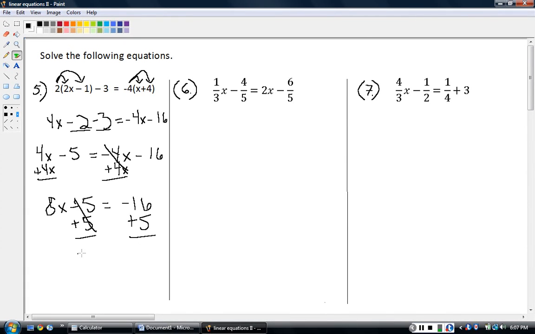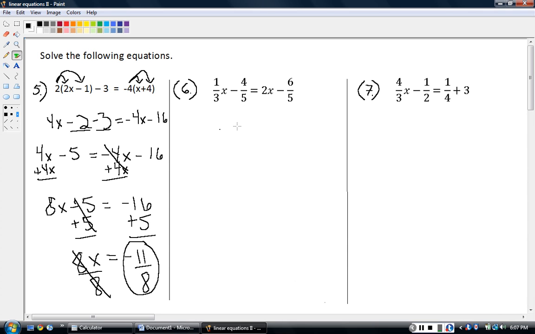All right, and that leaves me with 8x equal to, be careful, negative 16 plus 5 is negative 11. Use your calculator to be sure about that. And then I divide both sides by 8 to get x all by itself, which is what I'm looking for. And my solution is right there, negative 11 over 8. Okay? Alright, number 6, my first example with fractions.